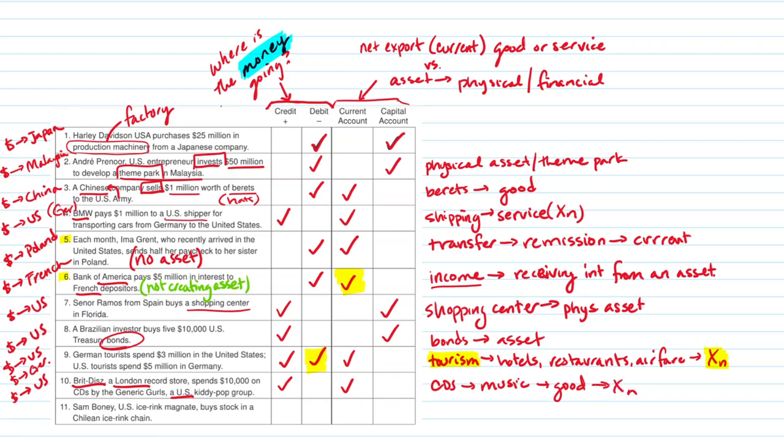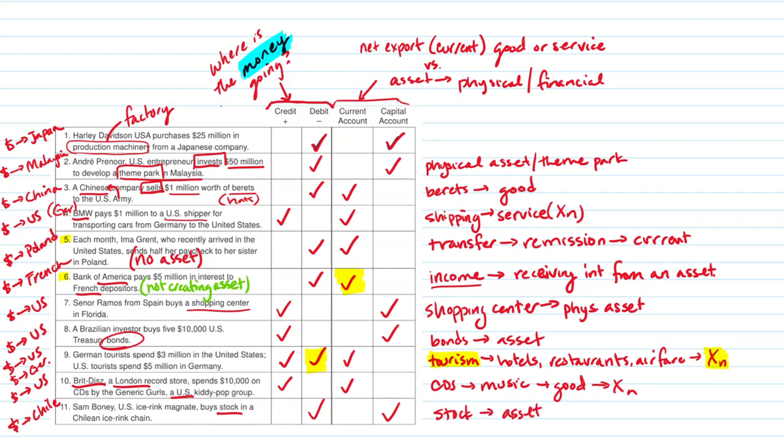And the last one, and our best pun of all, Sam Boney, who likes ice rinks, buys stock in a Chilean ice rink chain. So we've got money here going to Chile. So that's going to be a debit on the US account. And he is buying stock, which of course is an asset, which belongs on the capital account.